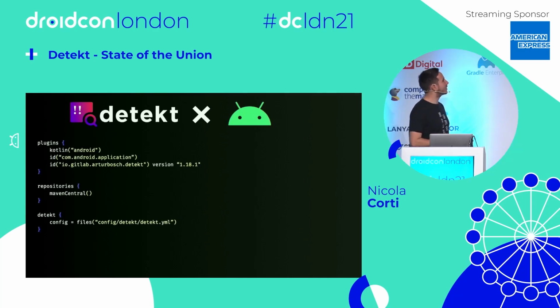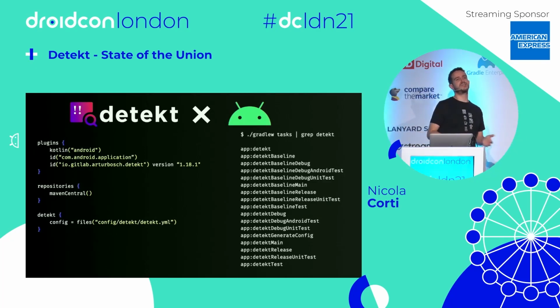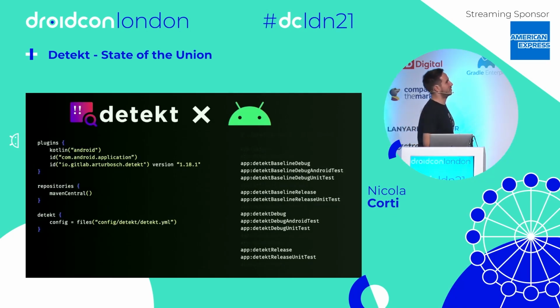To explain why, I will take an Android project that is a little bit more complicated. Now we have the Kotlin Android and the Android application plugin. If you start to search for tasks, you will find that there are a lot of them. We have Detekt debug, Detekt debug Android test, Detekt debug unit test, release unit test, and so on. Why do we do this? Because we need to know the classpath. We need to know which dependencies are inside the debug, which are inside the release, which are inside your tests, and so on.